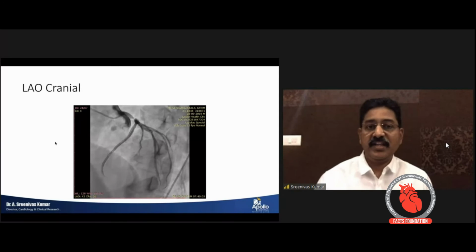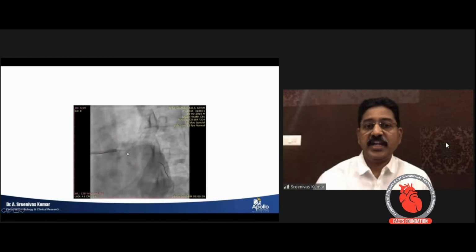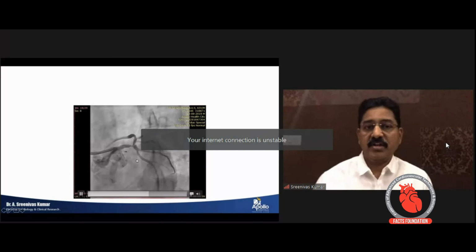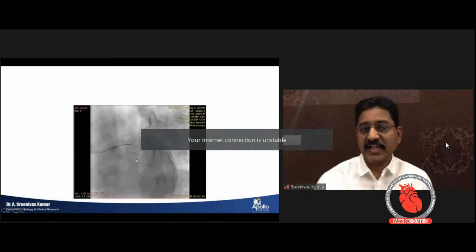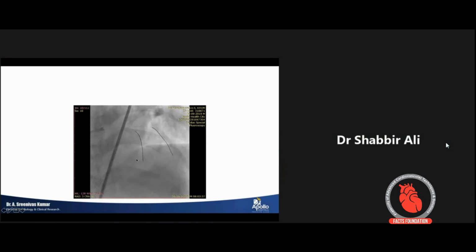But luckily, RCA was okay. LCX, we could wire it easily. But LAD, because of the eccentric nature of the plaque there, we had some issues. But we first went into LCX, analyzed the angiogram carefully, then we could go into LAD. Then LAD was also wired.